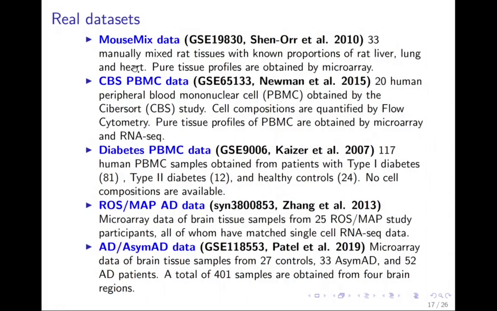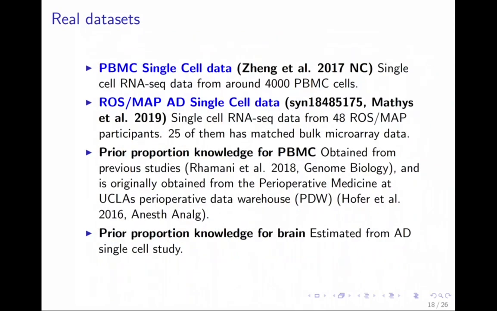So we collected 5 real data analyses. The first one is a manual mix of rat tissues with known proportions, but the other 4 all come from, say, PBMC data or brain samples. They all come from real human bodies. We also get the single cell data from PBMC and ROSMAP, and the prior proportion knowledge for PBMC is collected from an experimental study, and the prior proportion knowledge for brain is collected from an AD single cell study.